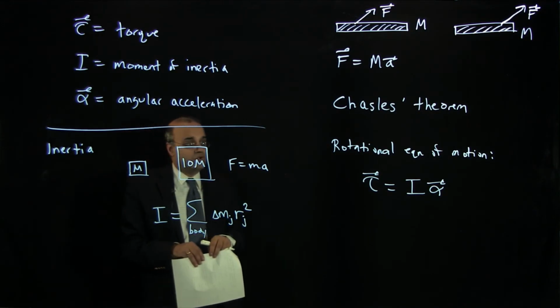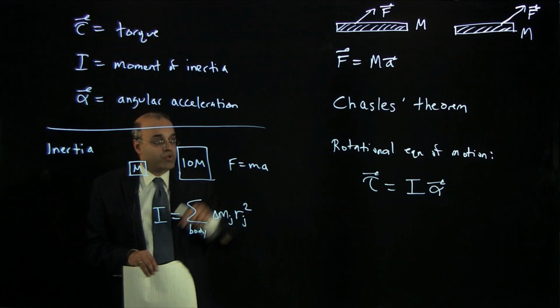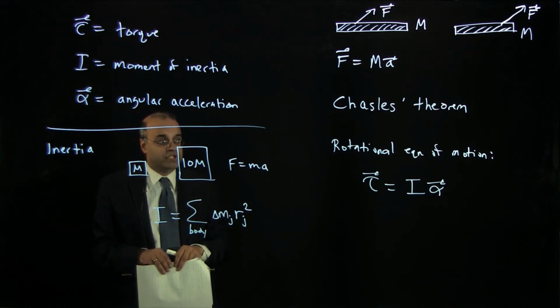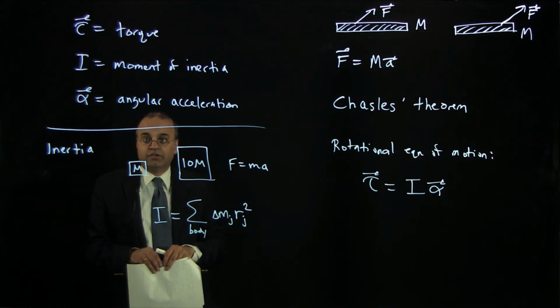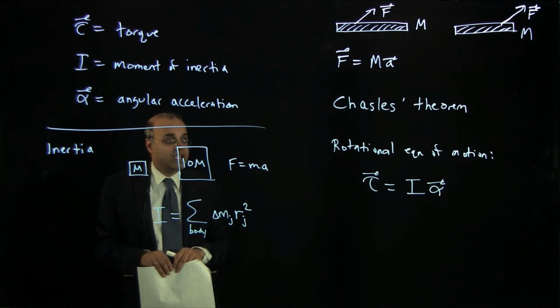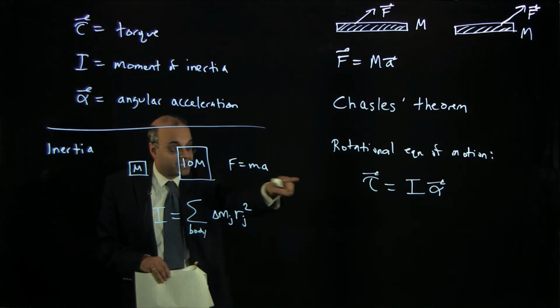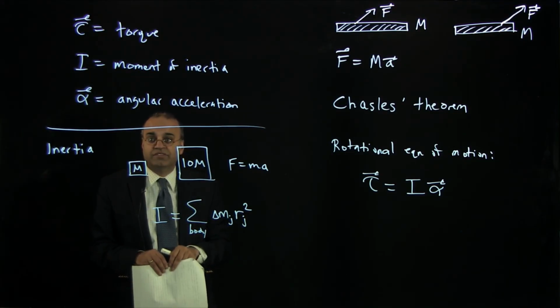So our rotational equivalent to Newton's second law is tau equals I alpha: the torque equals the moment of inertia times the angular acceleration. In the next few lessons, we'll see how torque is defined, and we'll derive this expression for the dynamics of rotational motion and see how to apply it.